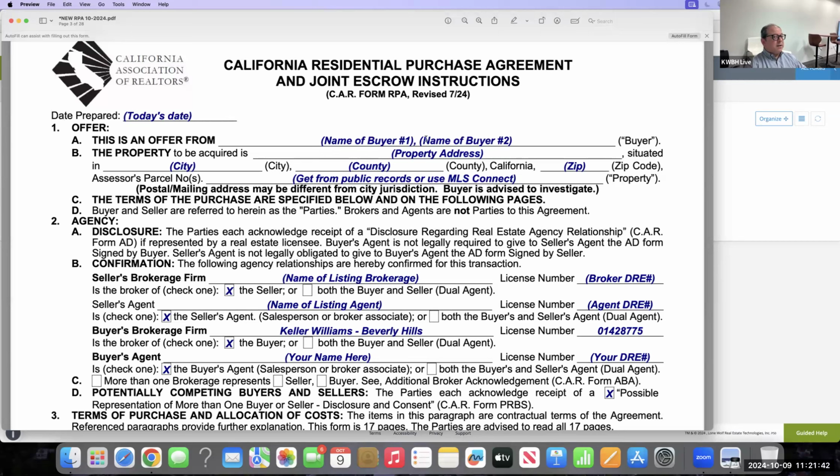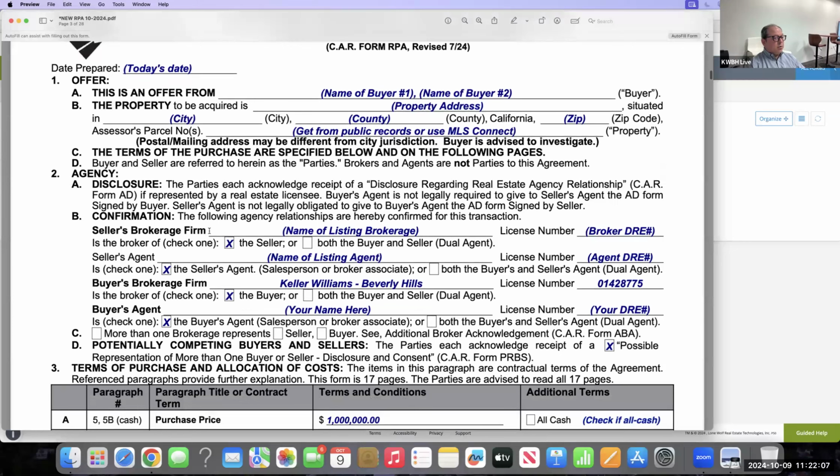All right, so our buyer's name is going to be there, and the property address. If you did MLS Connect, remember that button? When you went into CAR, if you clicked MLS Connect and imported this data, this will pre-fill. If not, you'll have to enter it manually. You'll enter the property address, and the assessor's parcel number you can get from public records. It'll also be on the MLS. Then the seller's brokerage: you put the listing brokerage's name and their broker DRE number, and who the agent is and their DRE number.